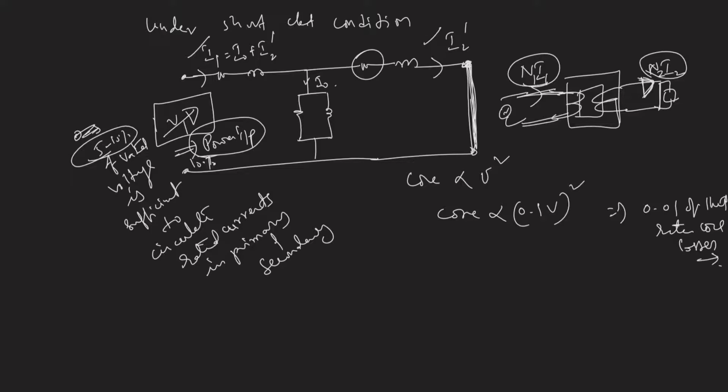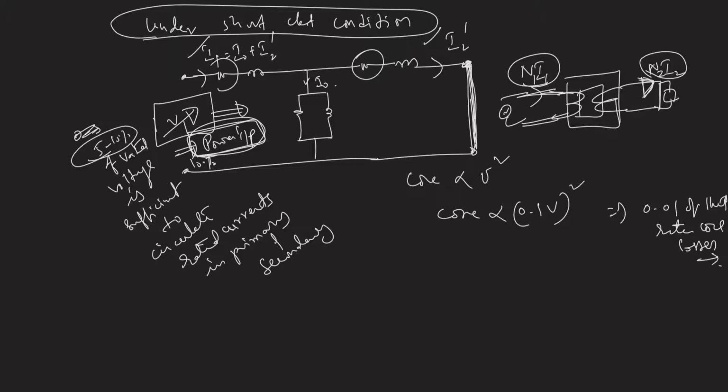Okay, so that is why under short circuit condition we assume that all the power input feeding into the transformer is consumed towards both primary and secondary copper losses, right? And we neglect this reading. Under this reading only the copper losses are measured, but not the core losses. We neglect the core losses.